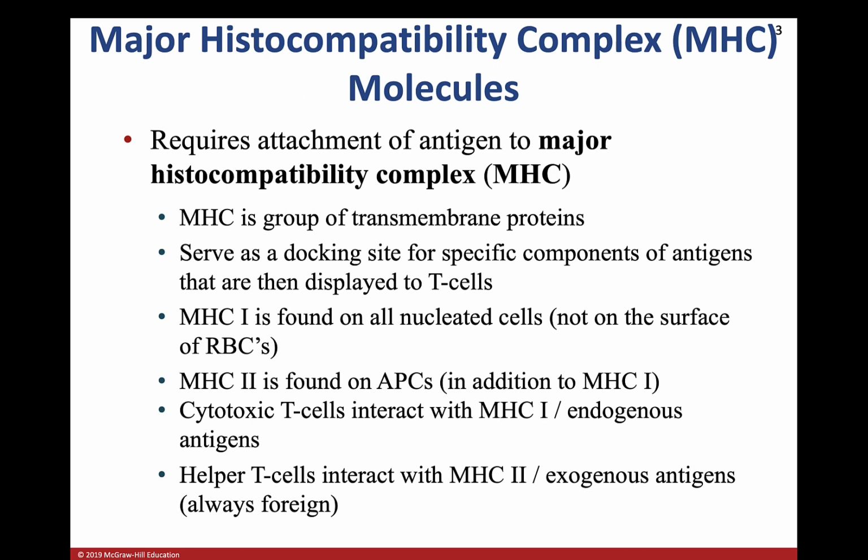Now, how I like to keep in mind how this works, I look at C coming before H within the alphabet, 1 before 2. So this helps me to remember the cytotoxic T cells interact with MHC1, whereas the helper T cells will interact with MHC2.